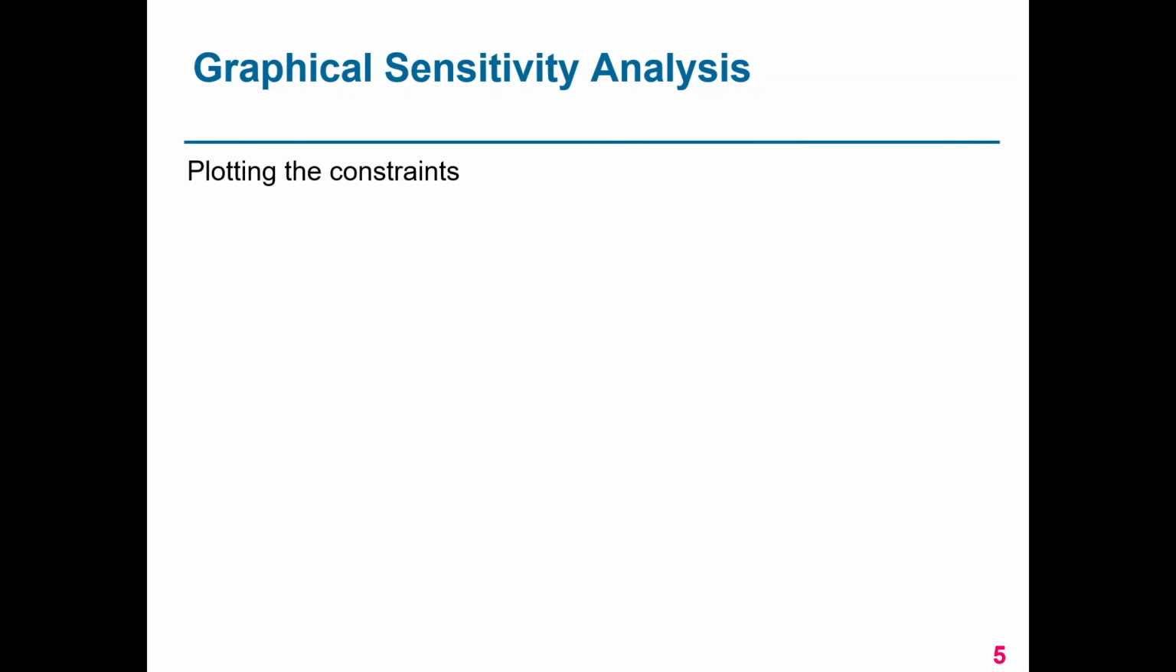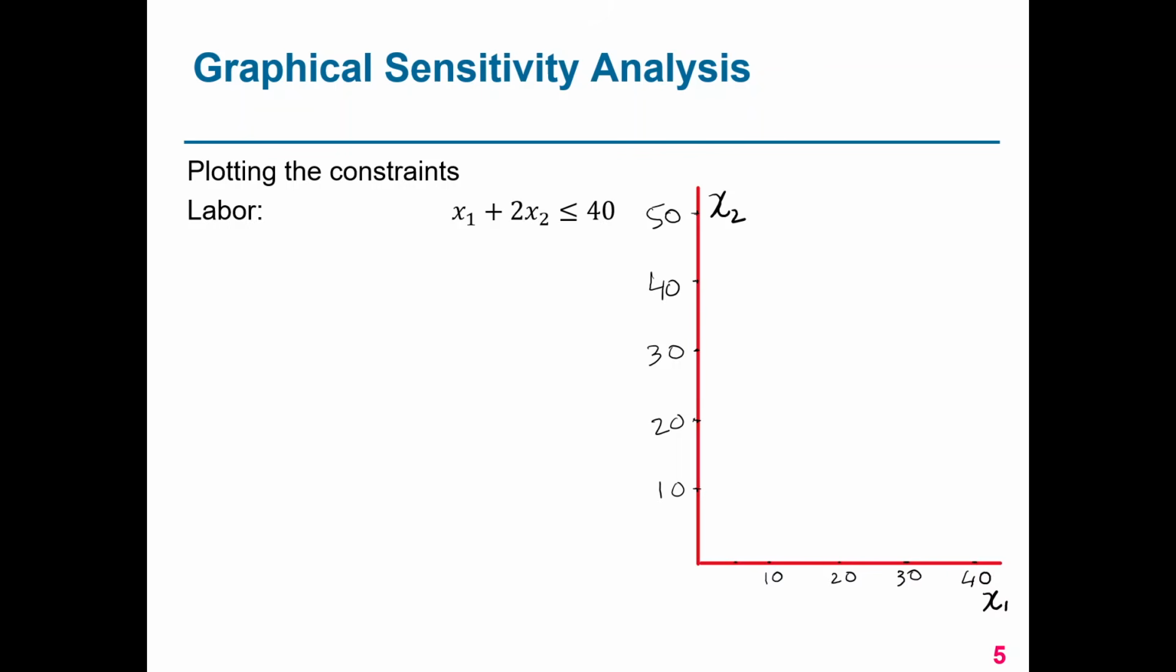The first step is plotting the constraints. First we will plot the labor constraint, which is x1 + 2x2 ≤ 40. The way to plot it is to find 2 points so that this line can be plotted. For finding these 2 points, we will first put this constraint equal to 40. We will replace less than or equal to by simply equal to, and then we will put x1 = 0 in this equation, and this will give us 2x2 = 40 or x2 = 20. So the first point for the labor constraint line will be (0, 20).